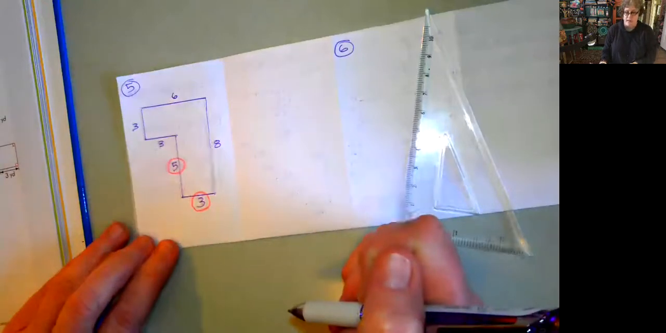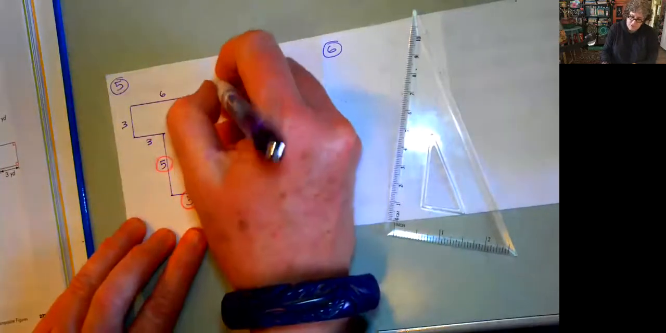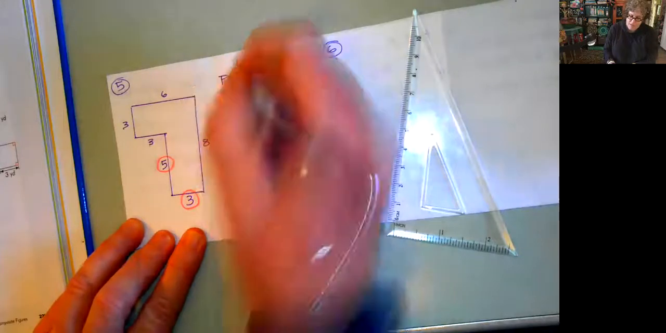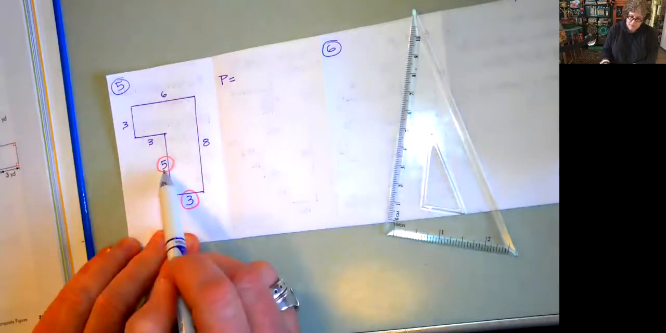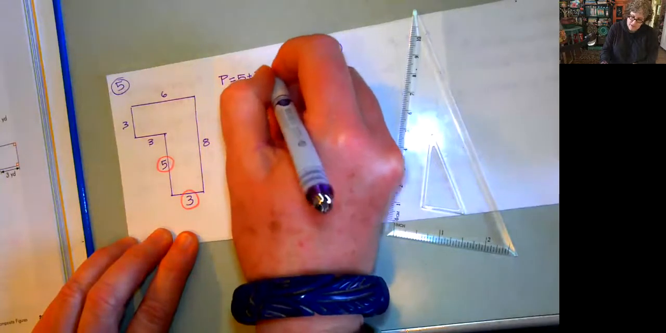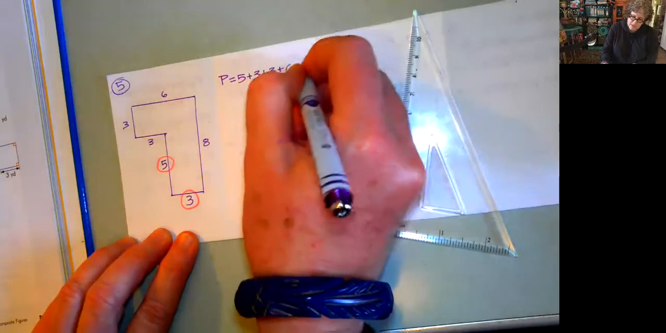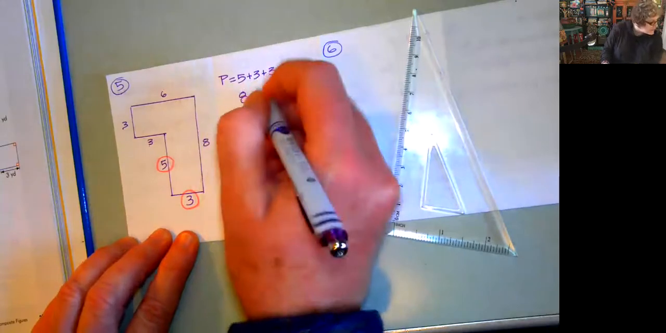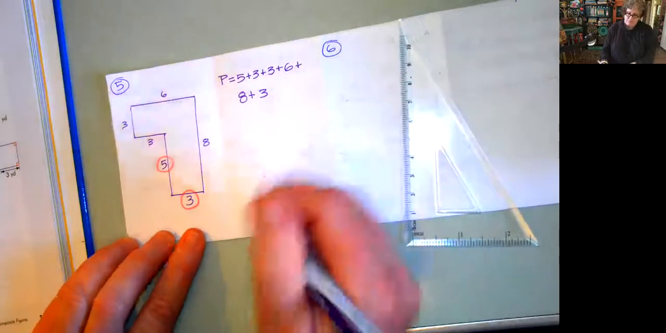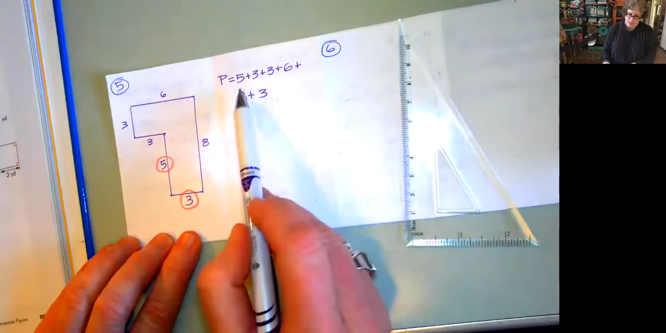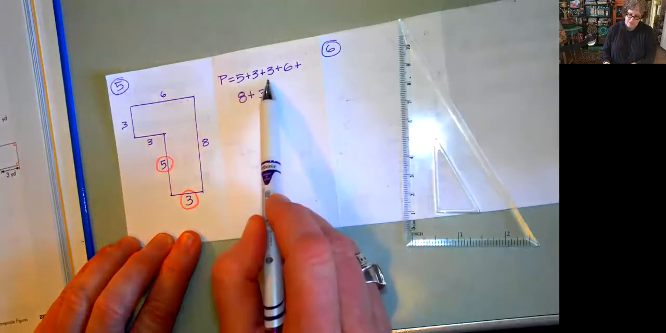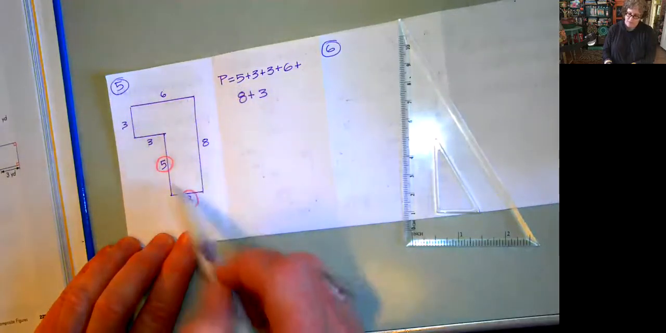And now we're ready to do our problem, and we're ready to say P equals, and I'm going to start right here at the 5. 5 plus 3 plus 3 plus 6 plus 8 plus 3. Did I get all of them? Sorry, my text thing went off and it lost my attention. I should have 6, right? 1, 2, 3, 4, 5, 6.